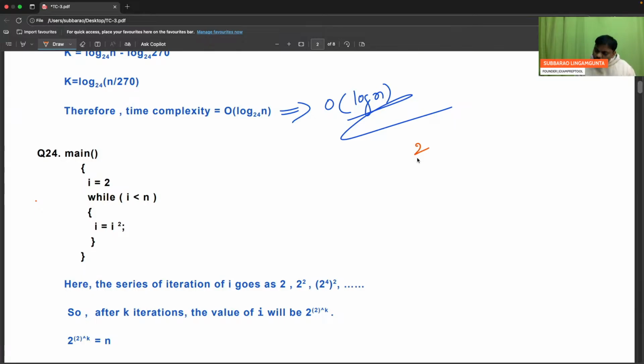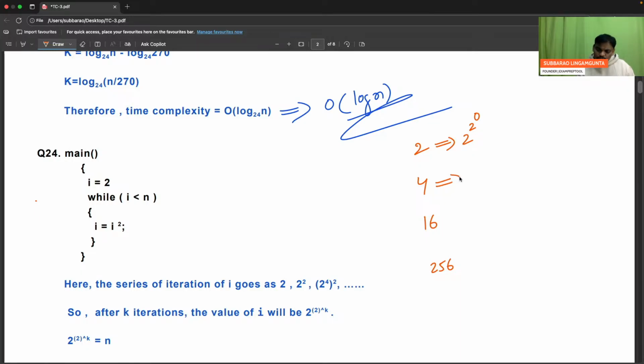Then whatever you have, whole power 2, it became 4. Whatever you have, again whole power 2, 4 square is 16. Whatever you have, whole power 2 again, 16 square is 256. So whatever you have, whole square. Now if you observe clearly, this one became 2 power 0, which is 1. 2 power 1 is 2.